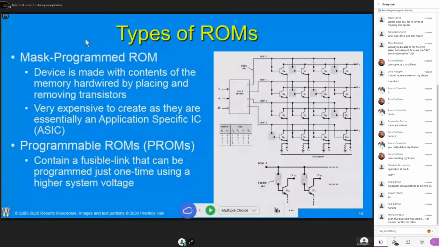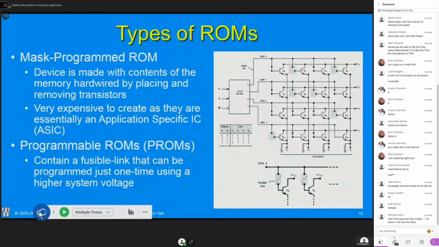Okay, now the different types of ROMs. Again, I hate when this thing is on top of my pictures. Okay, maybe I'll just bring it over here. Don't need my name to be seen over and over again.